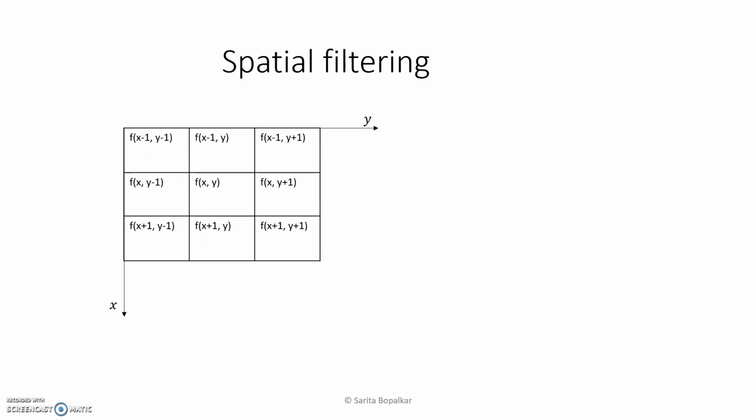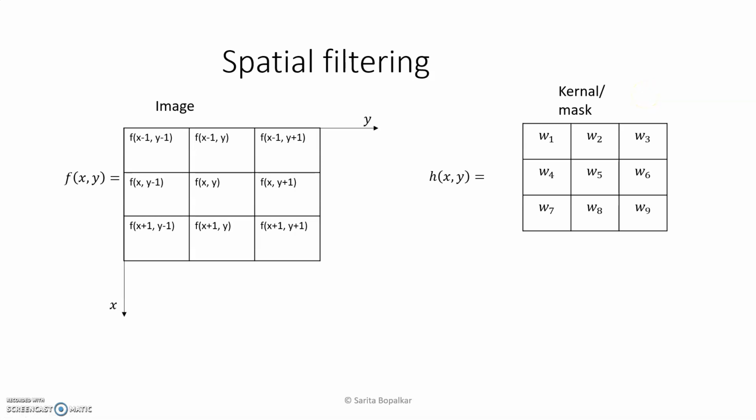Let us first see what filtering means. This is our image f(x,y) and we want to update this pixel. In that case it will consider its neighbors, and this is the kernel, or we can say it is a mask, and its size is a 3 by 3 mask. Always the mask size we consider is an odd number: 3 by 3, 5 by 5, 7 by 7. Spatial filtering is nothing but convolving this image with the mask. We keep this mask over the image and update the pixel according to the mask size.